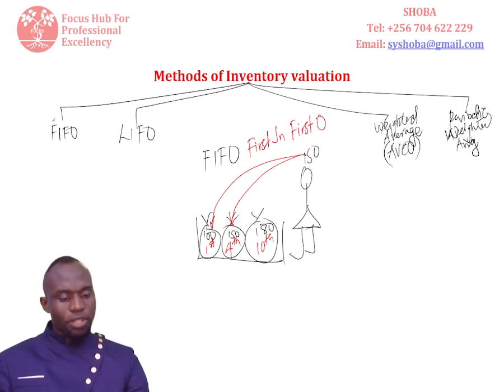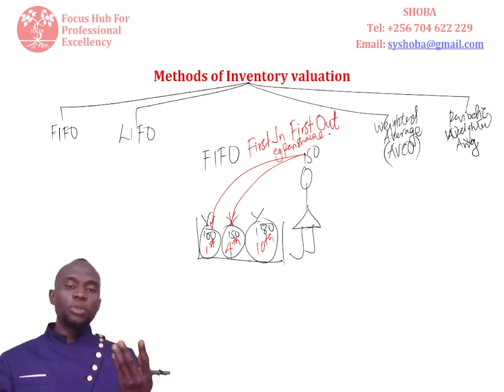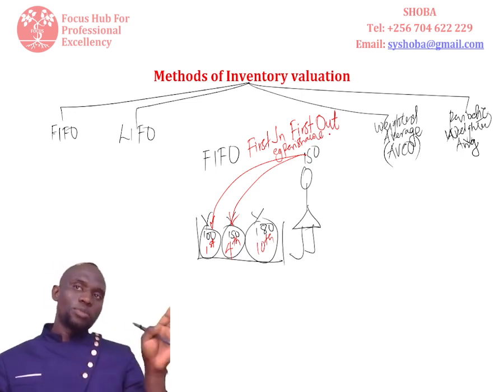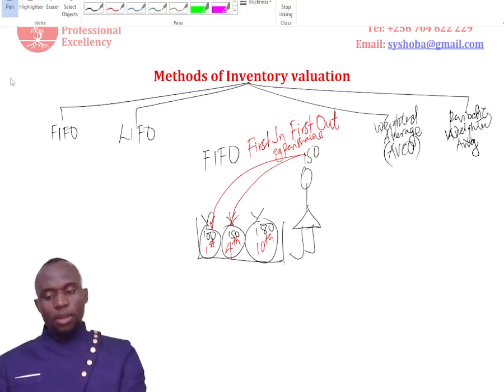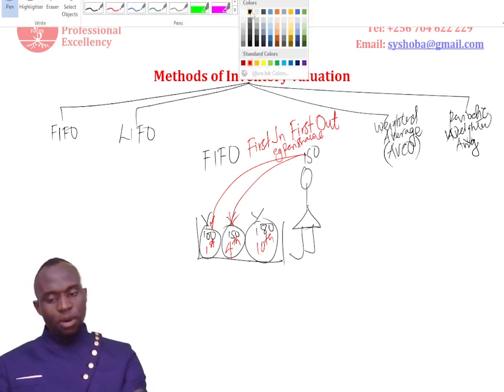What came in first is what we give out first, e.g. perishable items. So you need the examples to help you remember. So if items are perishable, what would you prefer? You prefer to sell out what came in first before they perish. Now the second illustration is about the LIFO method.